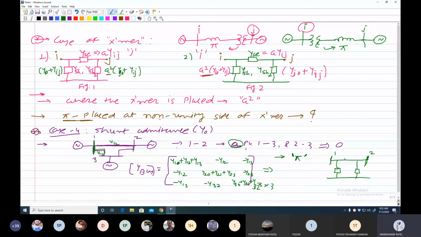This is our series element, which is Y12. Here, the shunt element is equally divided on both sides. Can anyone say what is the value of this shunt admittance connected at bus number 1? For the case Y10, it is true, but it is half of this total element. So it is A by 2. Y10 is given A, so it is A by 2.